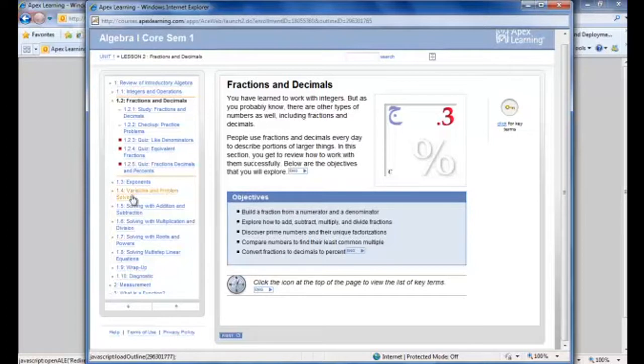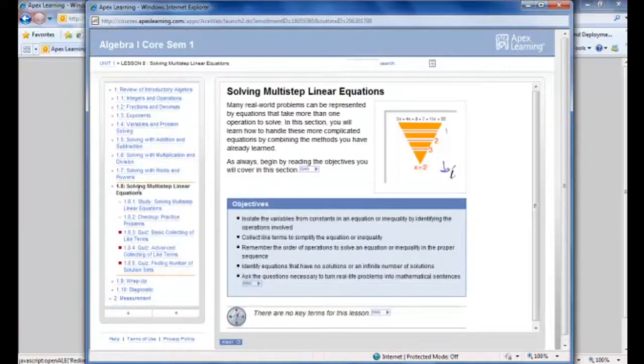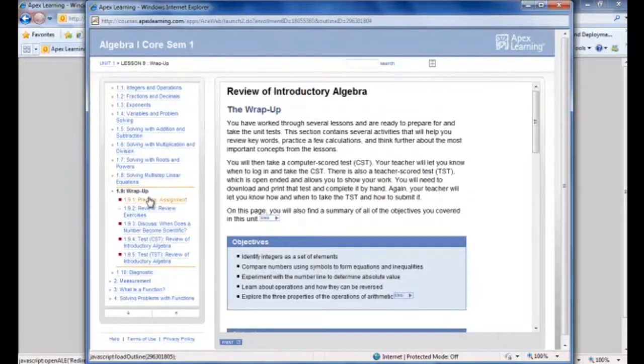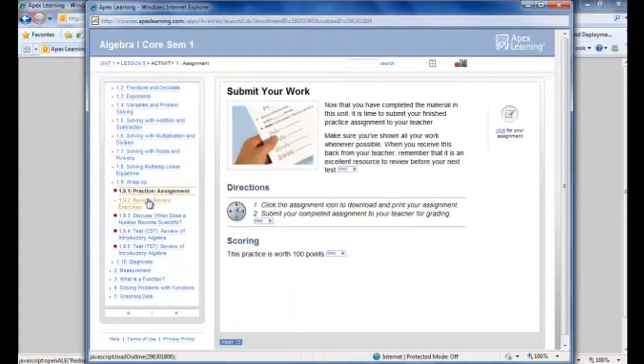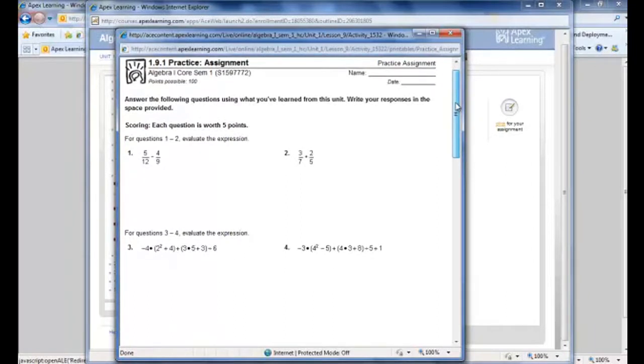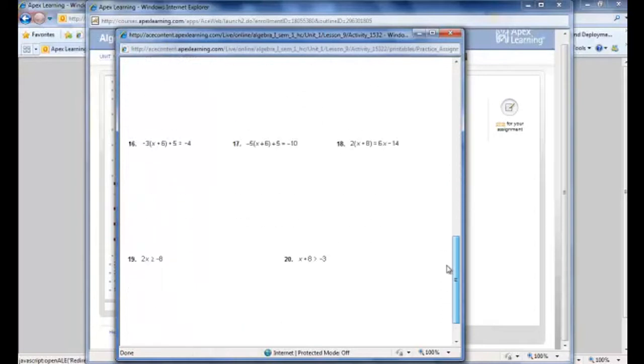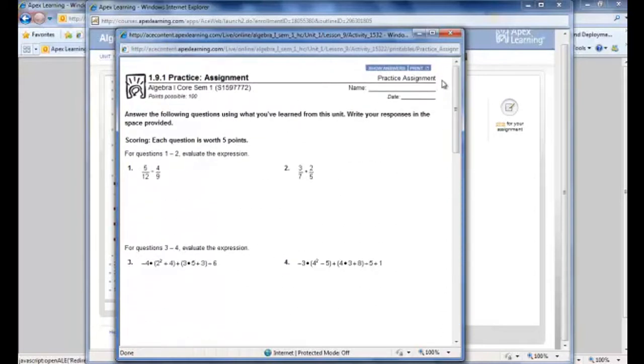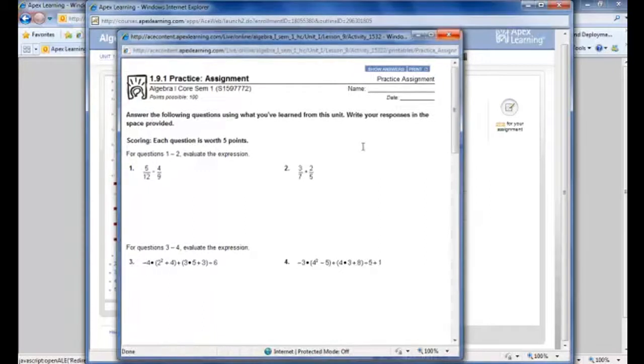When you're finished with all the work, so you've done all the way through 1.8 or whatever the last lesson is for you, the next thing to do would be the wrap-up. In the wrap-up, there's a practice assignment. All math courses require you to complete the math practice assignment. It's worth 100 points of your grade. So this is also in your unit. It's usually one of the last set of pages that you have. It's a little less than 1/3, sometimes 1/4 of your grade, so just make sure you do it. Take your time. This is like the unit review in the back of a traditional unit. You just need to take your time on it.